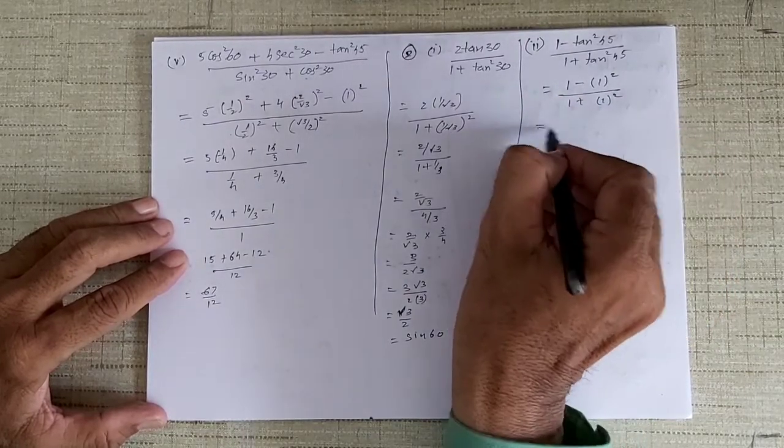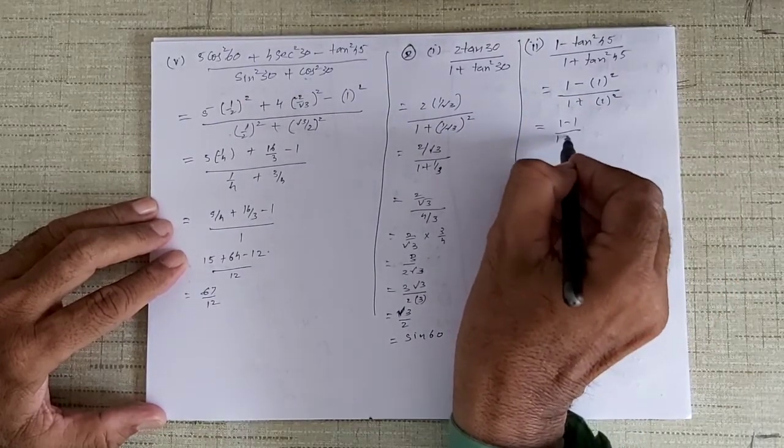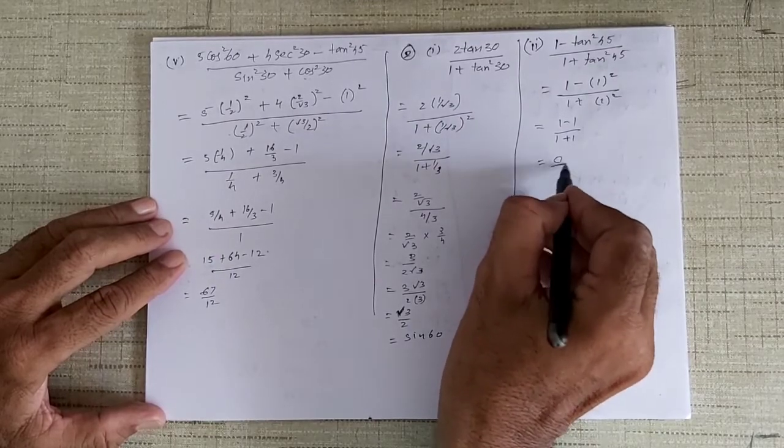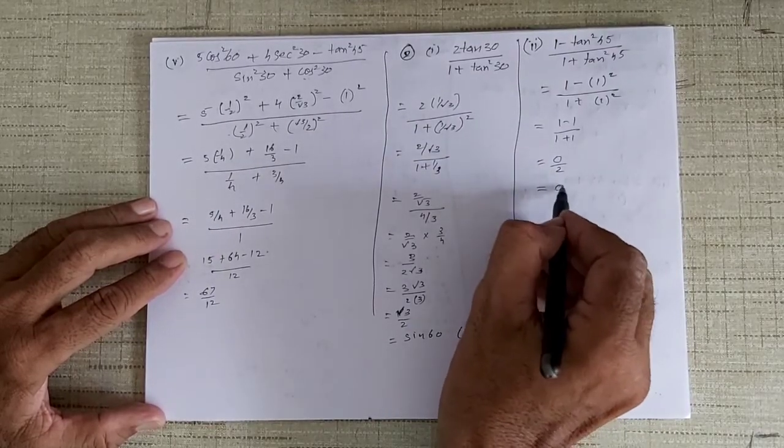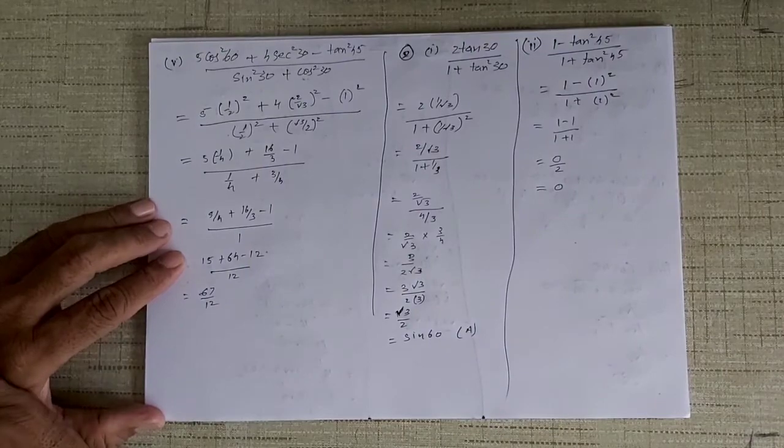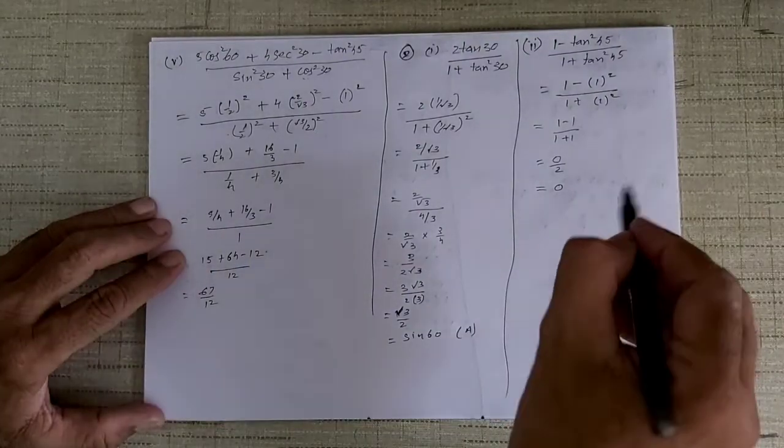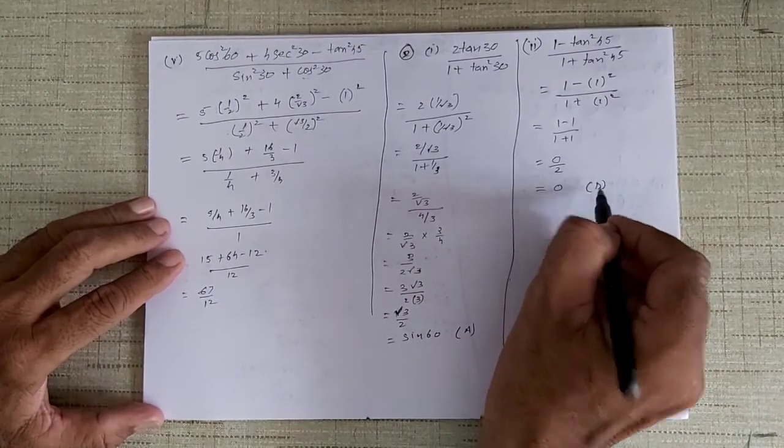Okay. 1 square is 1. 1 minus 1 upon 1 plus 1. 1 minus 1 is 0, upon 1 plus 1 is 2. That is equal to 0. But look at the options. So that is option number D.